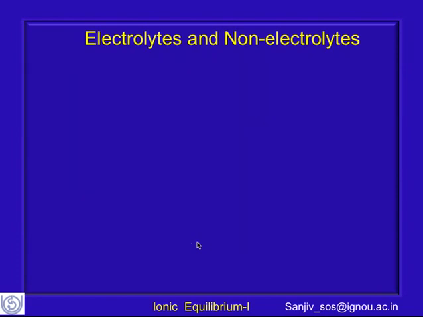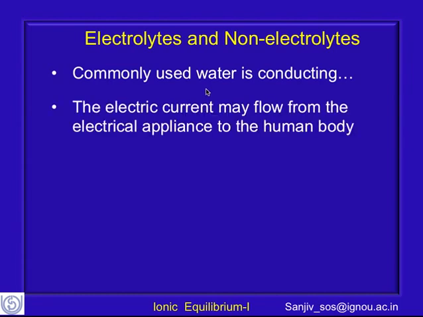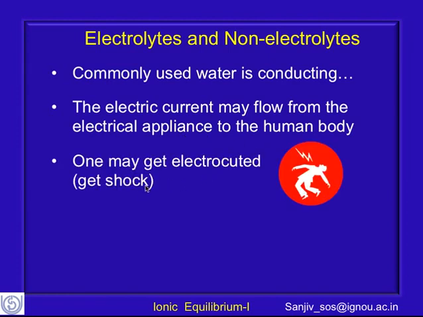It is so because commonly used water, whether it's water from tap or from pond or anywhere, or maybe rainwater also, is conducting in nature. And because of this conducting nature of water, the electrical current may flow from the electrical appliance, be it any appliance for that matter, into the human body and cause what is called electrocution or electric shock. That means the person who's using wet hands and dealing with some kind of electrical appliance has a chance of getting an electrical shock.